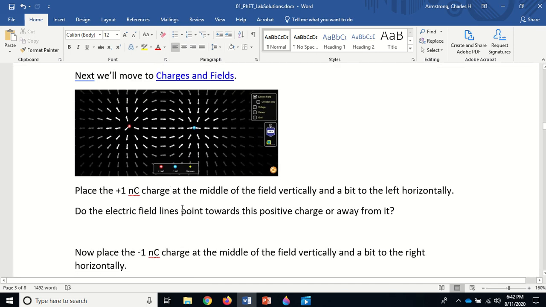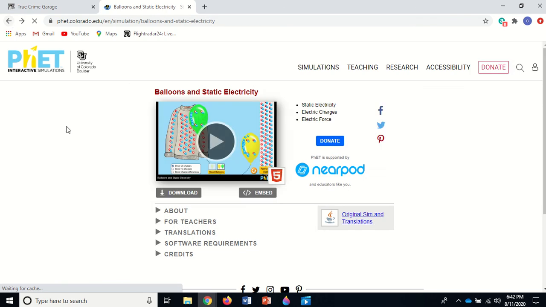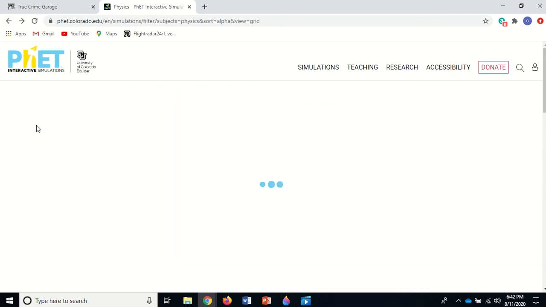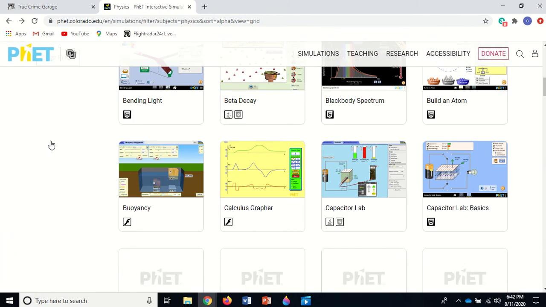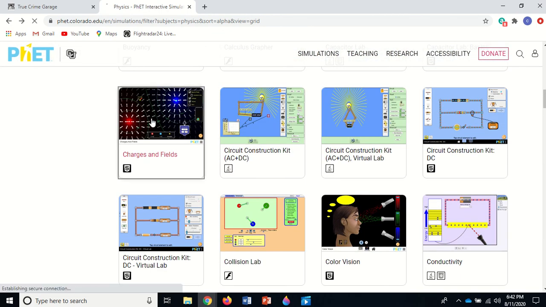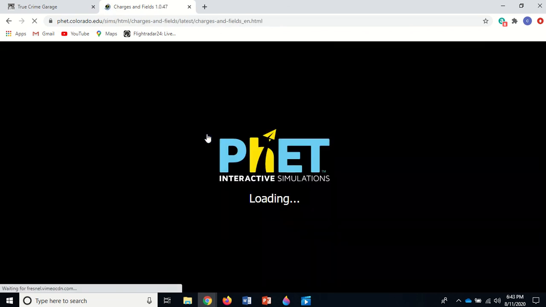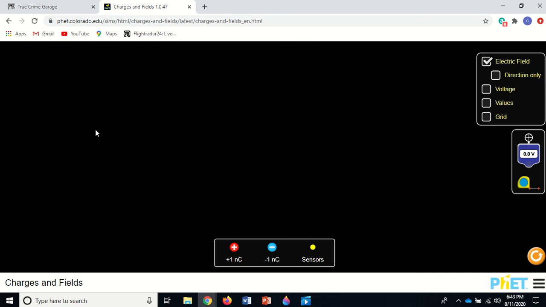Okay, now we'll move on to charges and fields. So we go back over to our PhET. They're in alphabetical order, so look for charges. Okay, so here we have it.